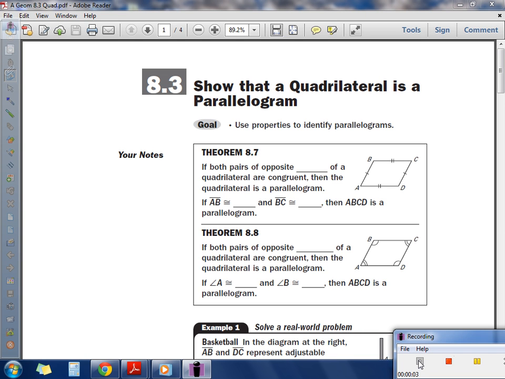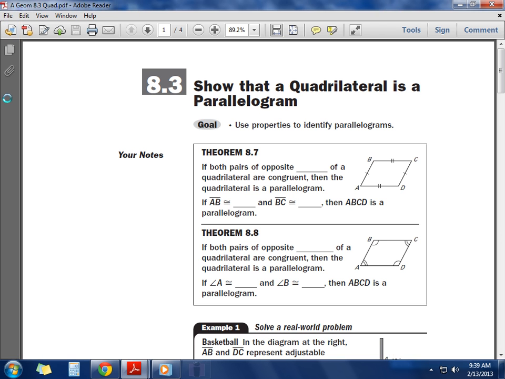Today's lesson deals with properties of parallelograms. It's nearly identical to 8.2, so that's why I'm only recording one of the two lessons. This one I think does a much better job in kind of summarizing all the key concepts. So it starts off with some of the basics.